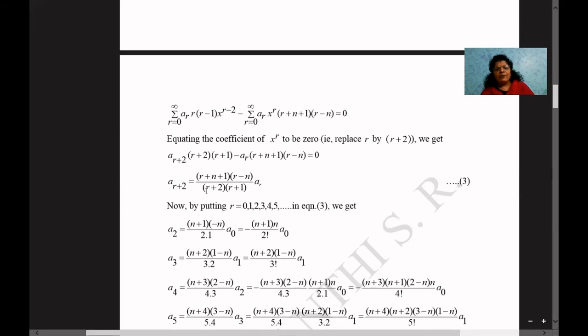Now, from this recurrence relation, I am going to find out the values of a2, a3, a4, a5, etc. If I substitute the value of r equal to 0, I'll get a2.